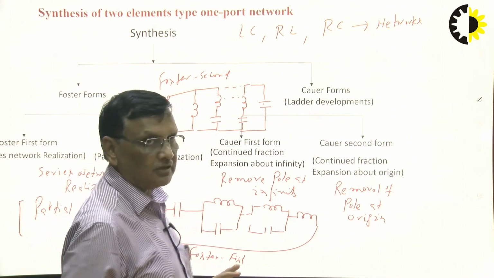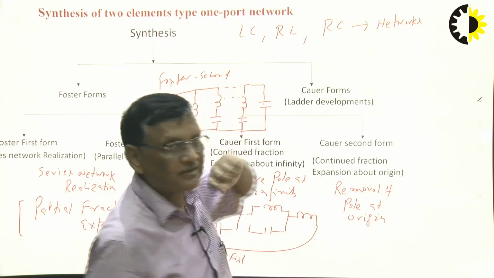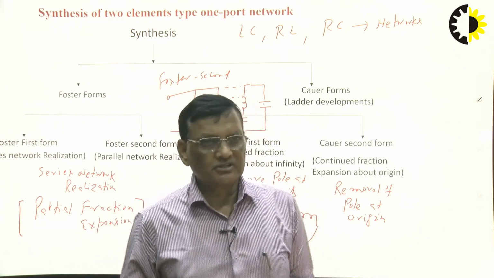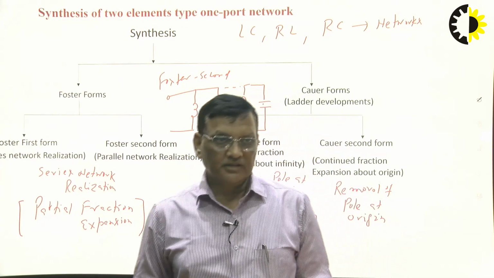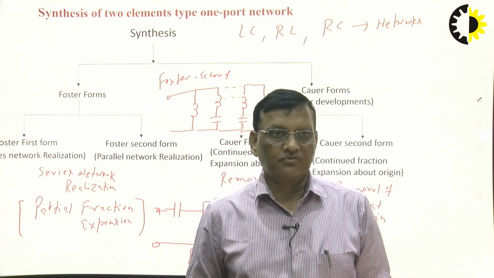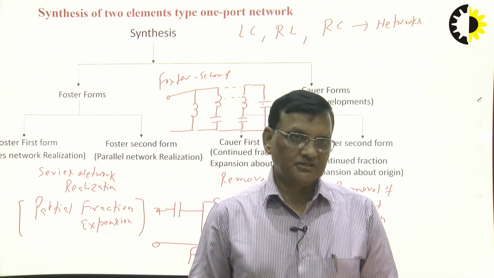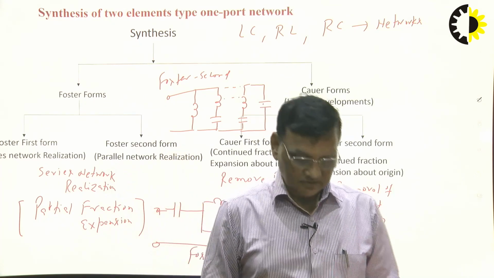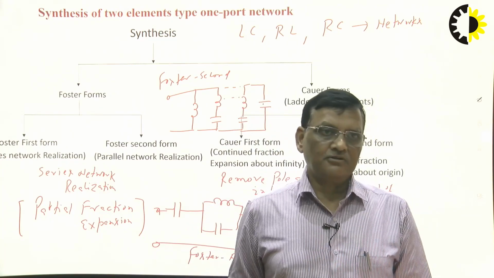If the function is impedance, we go for the Foster first. If the function is admittance, we go for the Foster second. This way we can carry out the synthesis. In the next class we will discuss the Foster forms and Cauer forms of network synthesis using these 4 methods. So I stop here, and in the next class we will discuss this.